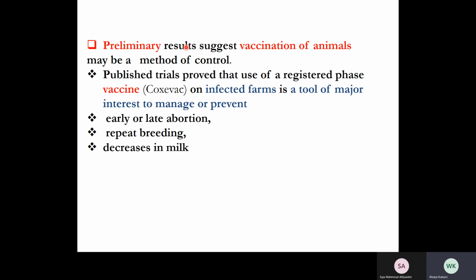Preliminary results suggest vaccination of animals may be a method of control. Published trials proved that the use of registered phase vaccine on infected farms is a tool of major interest in managing and preventing early or late abortion in animals, repeat breeding, and decreased milk. All these, if we vaccinate the animal, these things will be reduced too.